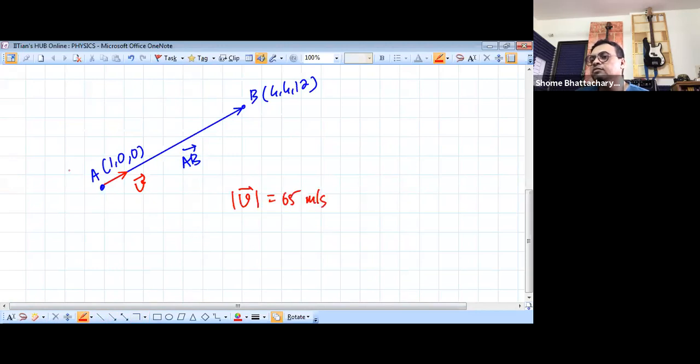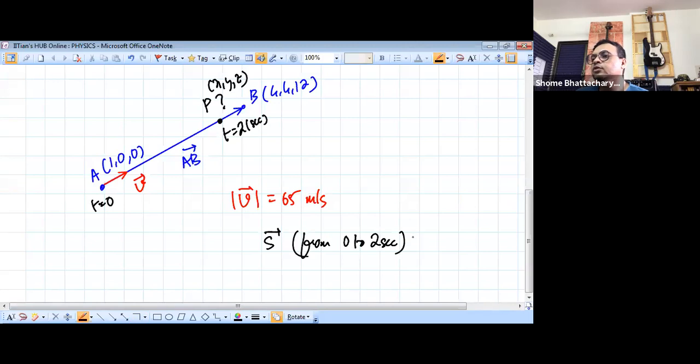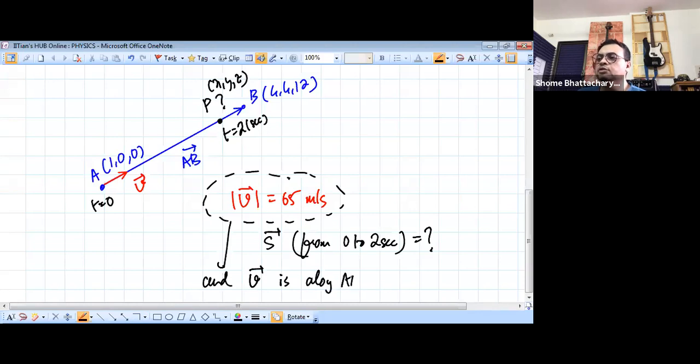Now we know that at t equal to 0, the particle is here. And let's say after t equal to 2 seconds, it is somewhere over here. कोई ऐसा point P है जहाँ पे coordinates है x, y, z. So ये हम लोग को निकालना है कि what is this, okay? So we have to find the displacement from 0 to 2 seconds. This is what we have to find out. Whereas what is the information given to us, that magnitude of velocity is like this, okay? And the direction of velocity is along the line AB. So these two information are given to us, and this is what we have to calculate. Okay?